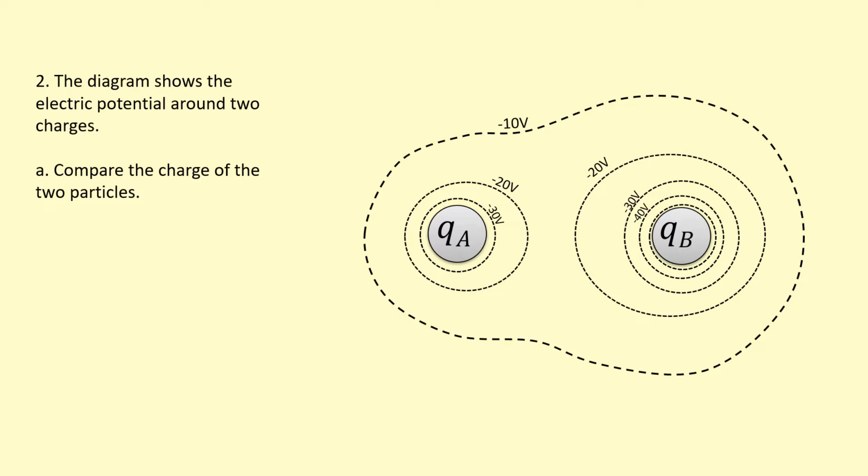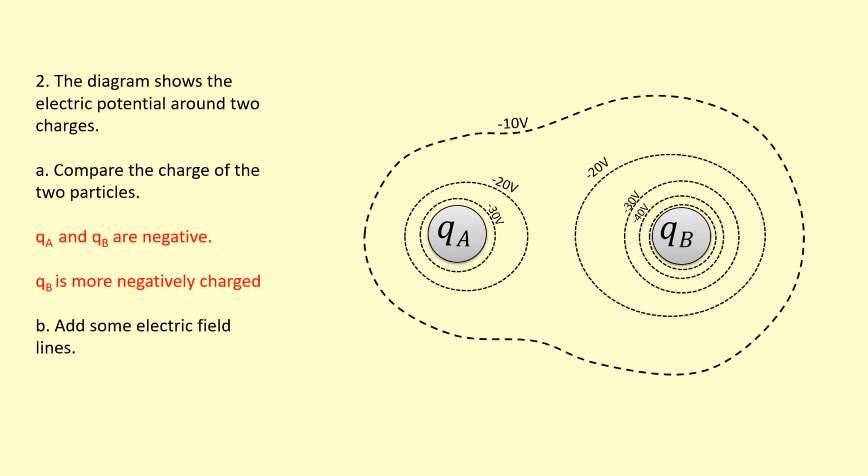We need to compare the two charges. First of all, you can see the potential is negative around both of them. That means the work done to bring a test positive charge close to it would be negative, because it's going to attract that test positive charge. So we know QA and QB are negatively charged particles. Secondly, you can see QB is more negative the closer you get to it, more negative than QA. So that means the charge of QB is greater. It's a more negative particle.